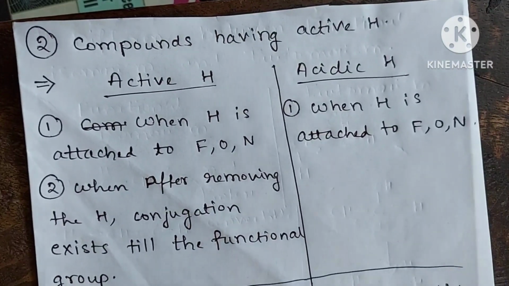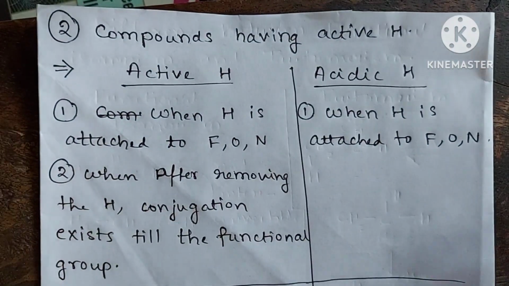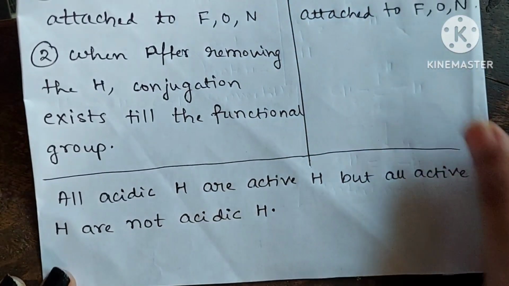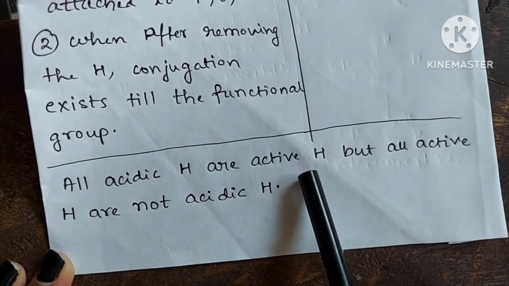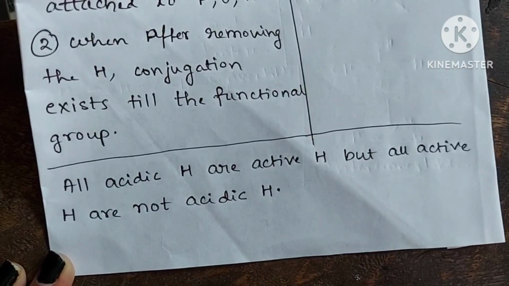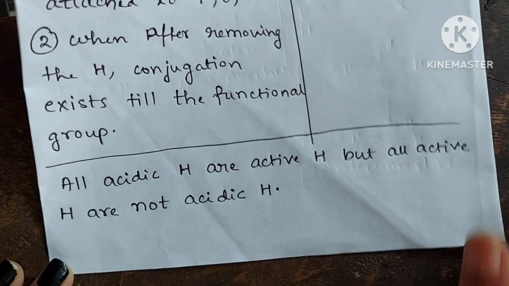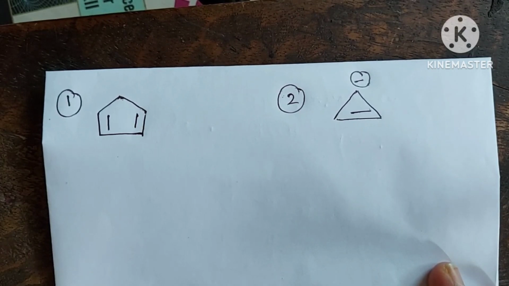So for this first point, we have written a statement that all acidic hydrogens are active hydrogens, but all active hydrogens are not acidic hydrogens. Now we will understand this by solving a few examples.